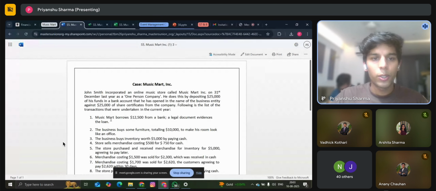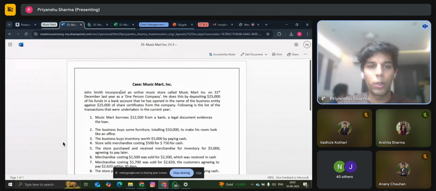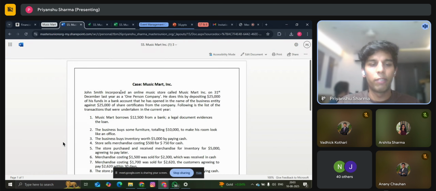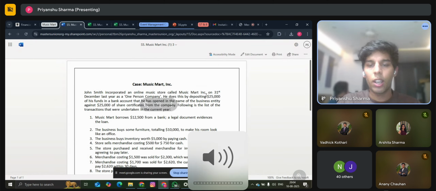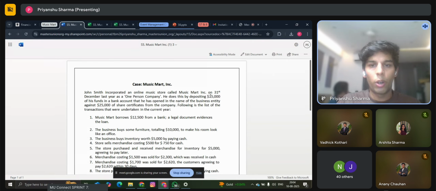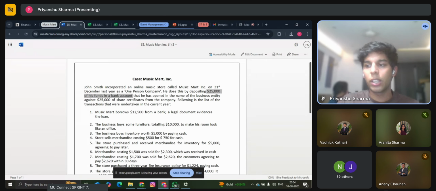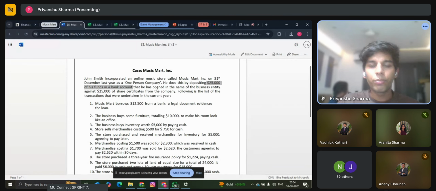Let's begin. Basically, this case is about Music Mart, and the founder is John Smith. This is an online music store. It was started on a certain date. He does this by depositing $25,000 of his fund in a bank account. So this is the money that the founder has put into the business. We'll see how we go about this later. He has opened this business entity against 25,000 of share certificates. And after that, there are more transactions here.